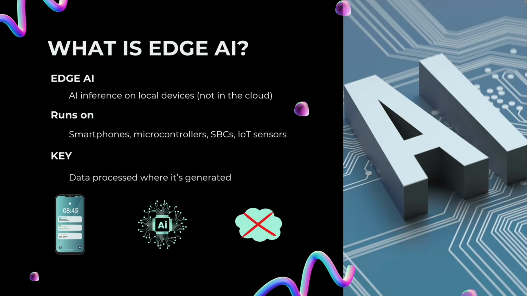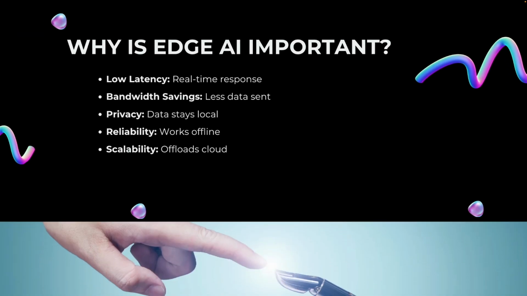For example, a TensorFlow Lite model for image classification can run on a Raspberry Pi using its CPU, or even a Coral USB accelerator for hardware-accelerated inference. The key technical challenge is optimizing models to fit within the device's limited memory, compute, and power budgets, often requiring quantization, pruning, or even architecture redesign.